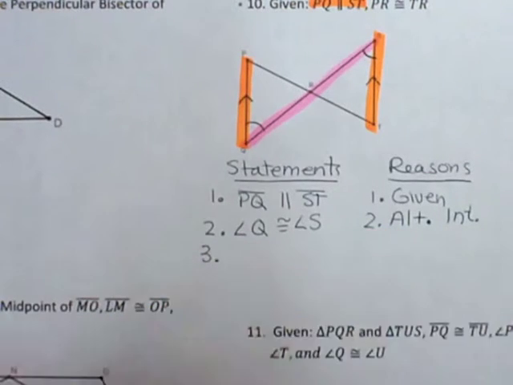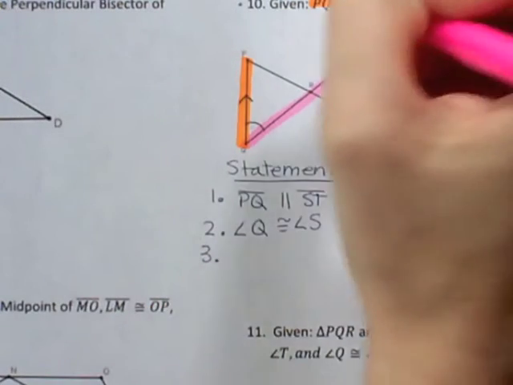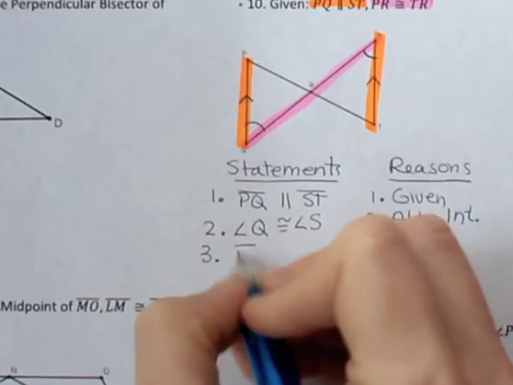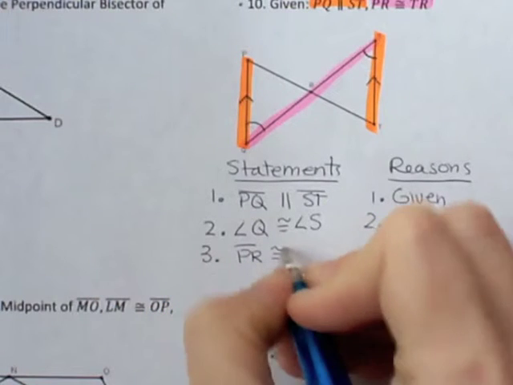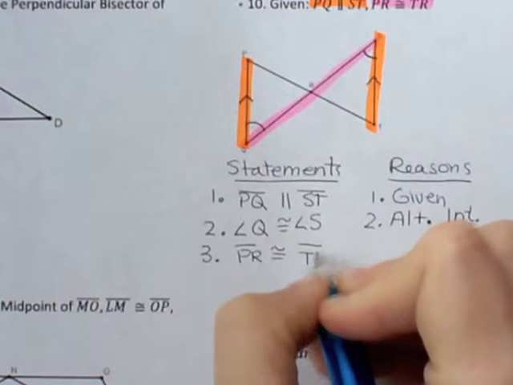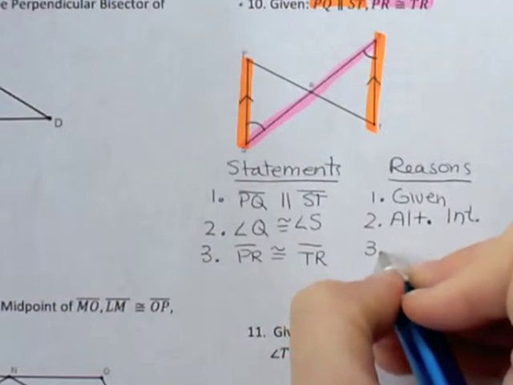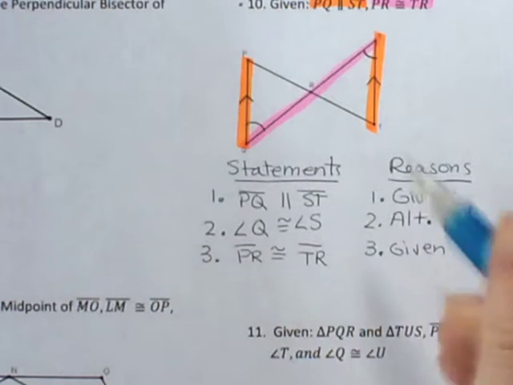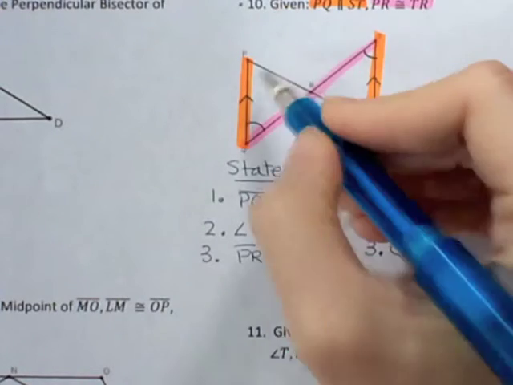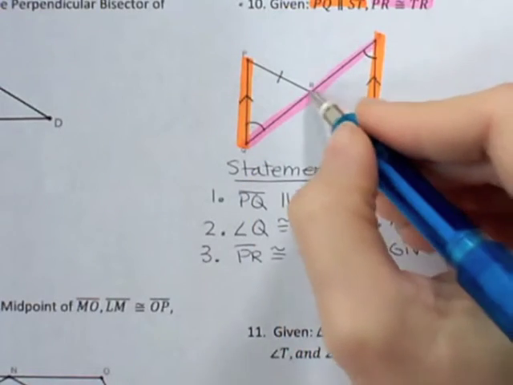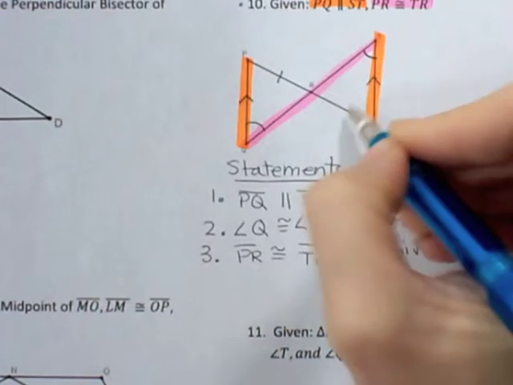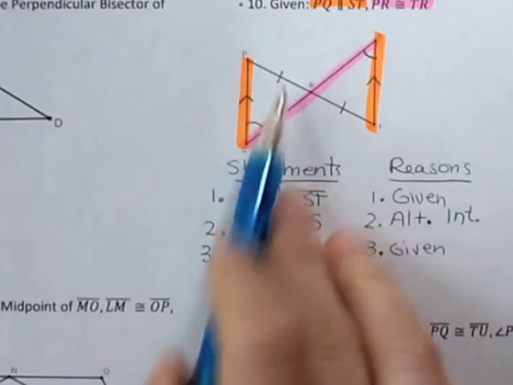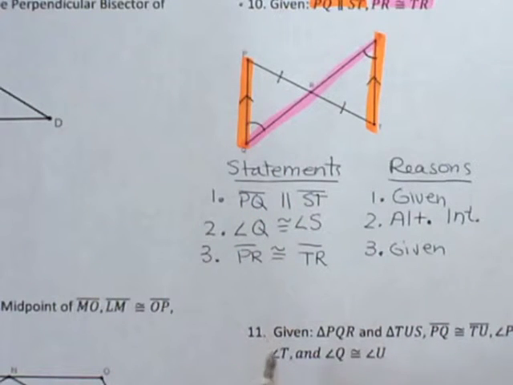We haven't used all of our given information yet. So the next thing we're going to use is that side PR is congruent to side TR. And our reason for knowing that was they gave it to us. So I'm going to come back up and find side PR and mark that congruent to side TR. But right now I only have two pieces of information. We need one more piece of information.